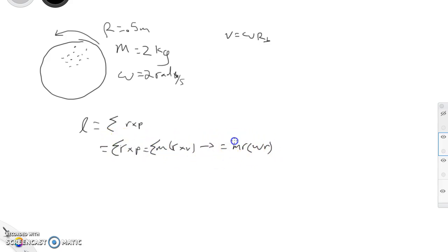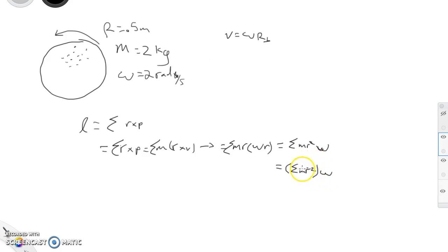Okay, so that means that we're going to get the sum of mr squared omega. Now in the case of a circle like this, where everything's rotating together, omega is the same for all of them. So it would be equal to the sum of the mr squareds, times omega.